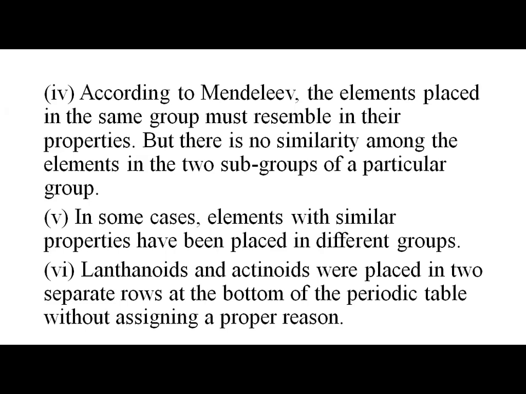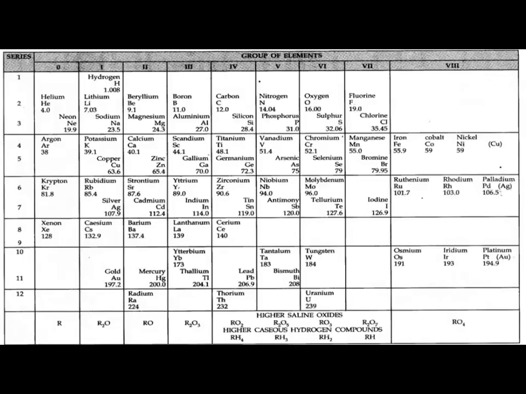But during Mendeleev's time, lanthanoids and actinoids were placed in two separate rows at the bottom of the periodic table without assigning a proper reason. Today also in the periodic table, they are placed at the bottom. We have the reason now why they are placed in separate rows. But when Mendeleev did that, he did not have a proper reason why he placed lanthanides and actinides in separate rows. Now we know the reason is that there is similarity in the horizontal lanthanides and actinides. But at that time Mendeleev could not give the proper reason.